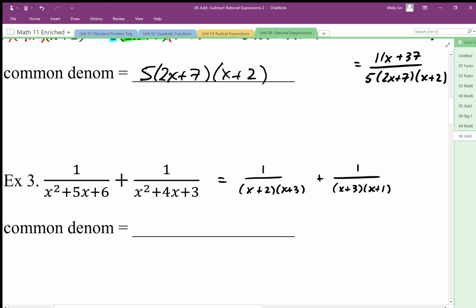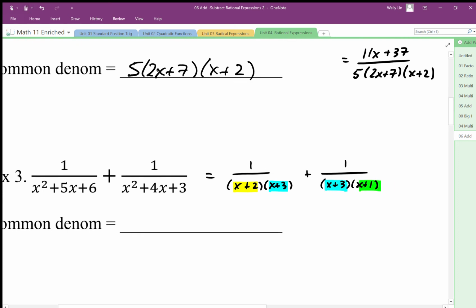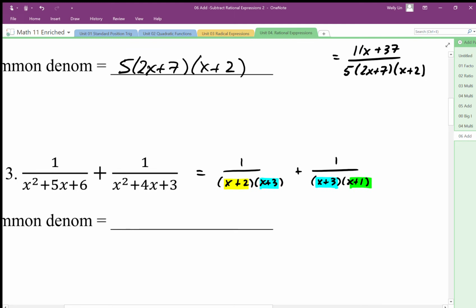So here we have denominator pieces of x plus 2, x plus 3, which is shared, and an x plus 1. To get a common denominator, we must make sure that each of the denominators has all the factors involved. So here we have three different factors, so we need an x plus 1 factor, an x plus 2 factor, and an x plus 3 factor to make the lowest common denominator.